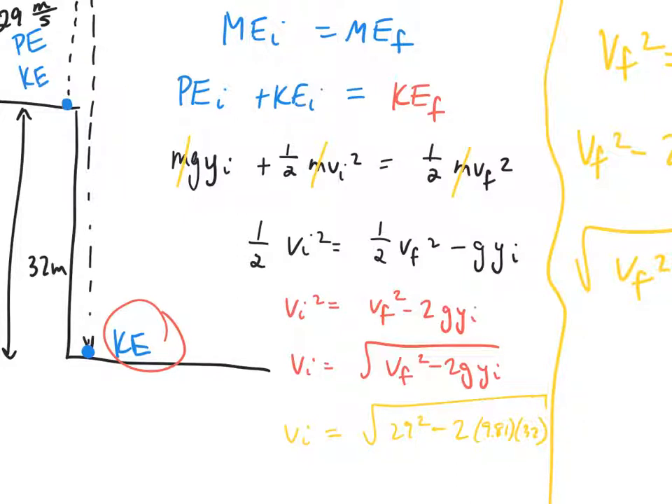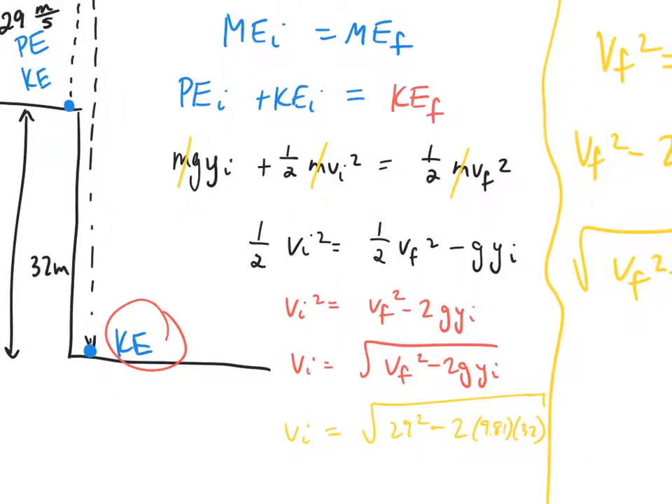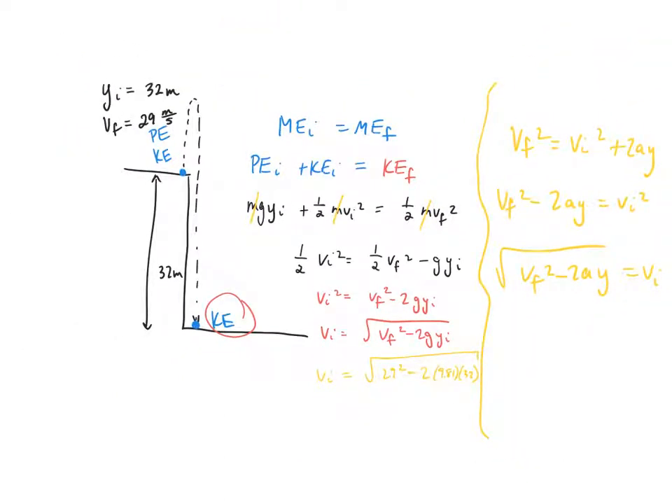Yeah. For part B, it says, find the greatest height of the rock as measured from the base of the cliff. So where's the greatest height? Well, it's at the peak. So let's call that now part of our problem, right up here. At this point, it's only got potential energy. At the top, it stops.